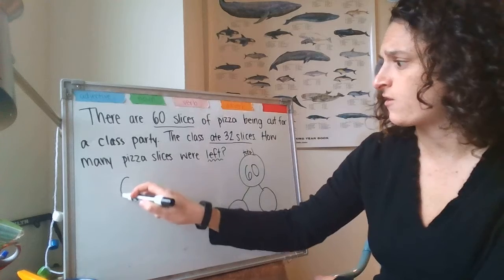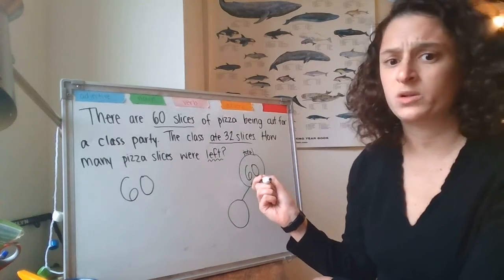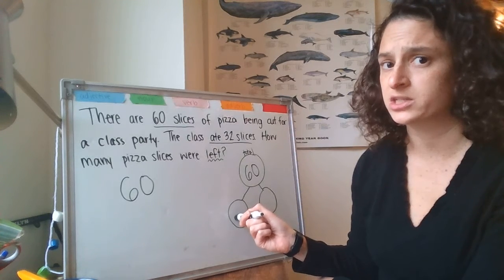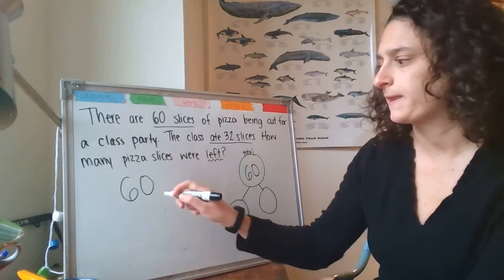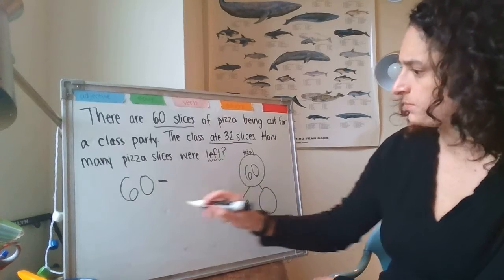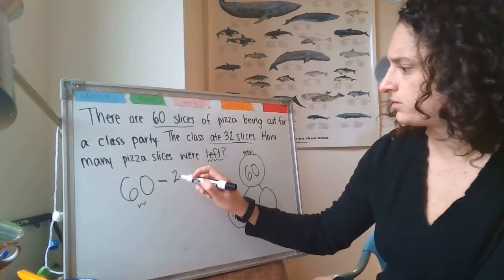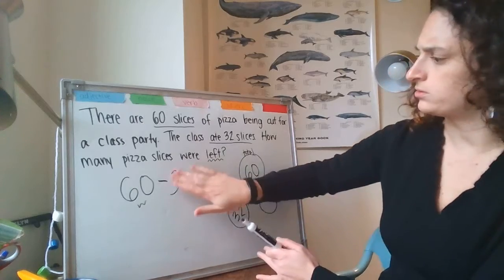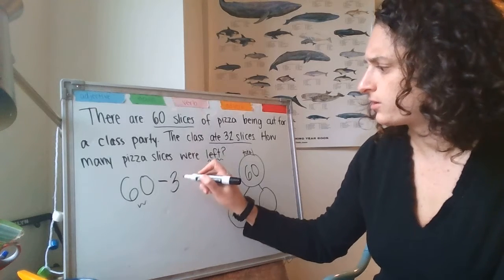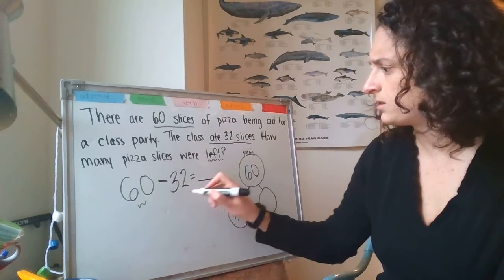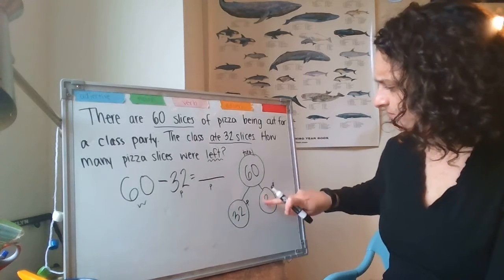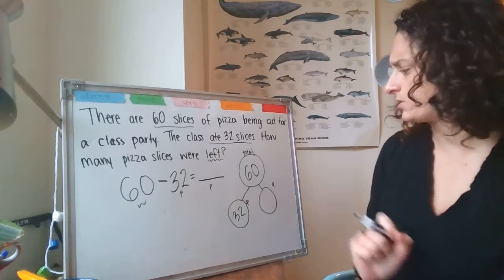So if I have the whole, if I have the biggest number, that means I need to be looking for a part. Which means, is this addition or subtraction? It's subtraction. So the class ate 32 slices. That's a part. This is the whole. That was messy, guys. I'm sorry. All right, 32 slices. So now I'm looking to fill this in. And I'll actually erase it so we can fill it in afterwards.